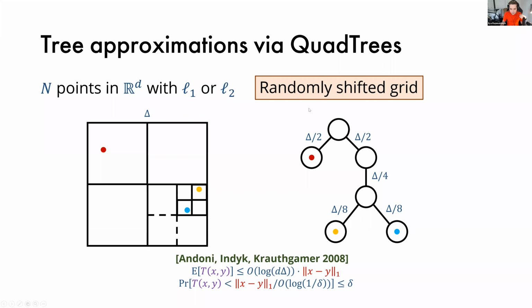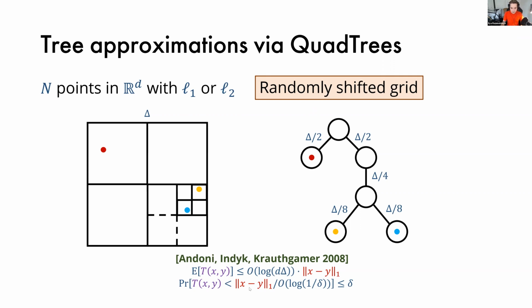Is the subgrid randomized at each level? No, just once, initially. As soon as we randomize the first grid, we just proceed. Actually, there are variants of QuadTree that do what you say, but for our purposes, it's okay to just randomize it once.